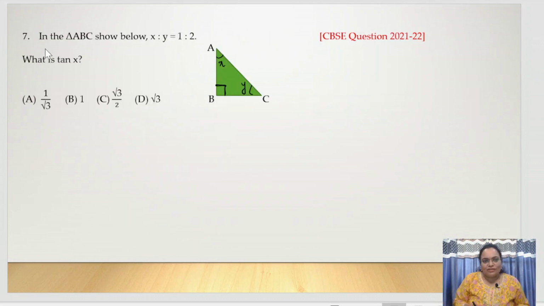See the next question. In the triangle ABC, x is to y is equals to 1 is to 2. Find the value of tan x. So this is a right angle triangle angled at B. So we need to find the value of tan x. They have given us x and y values, that is 1 and 2. If we assume x is equals to a, then y will be 2a.